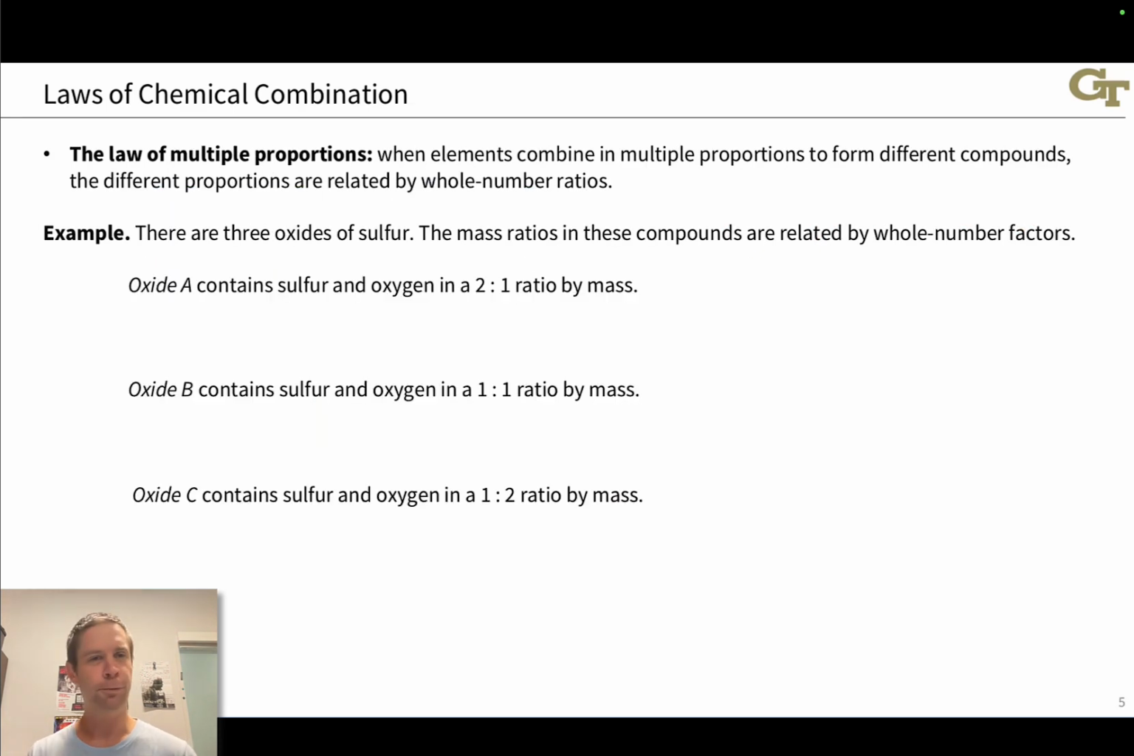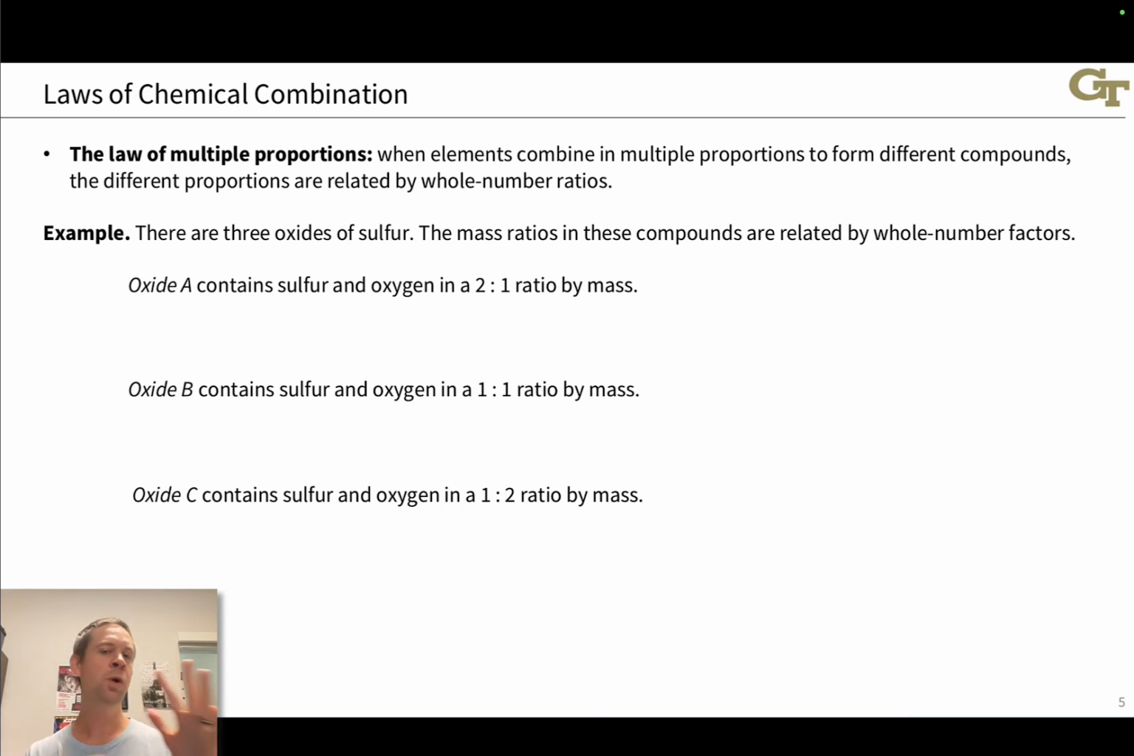The law of multiple proportions is a third natural law that relates to how the elements combine to form compounds. There's a bit of a setup here to understand the law of multiple proportions, but this really is a law that gives us great insight into the atomic theory and good evidence that matter is made of atoms, for reasons we'll come to after we've covered what's on the slide. So here's the basic setup.